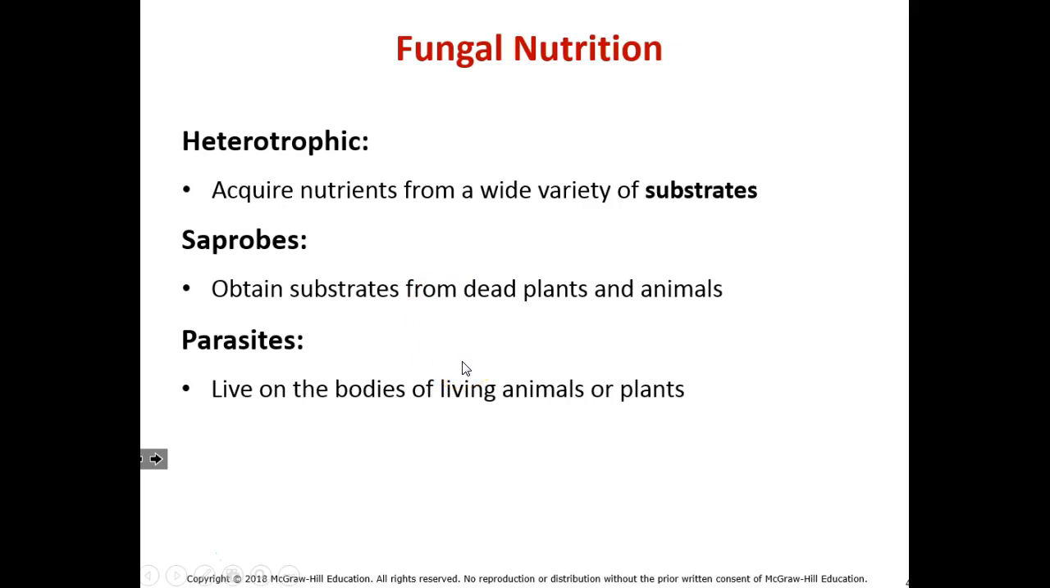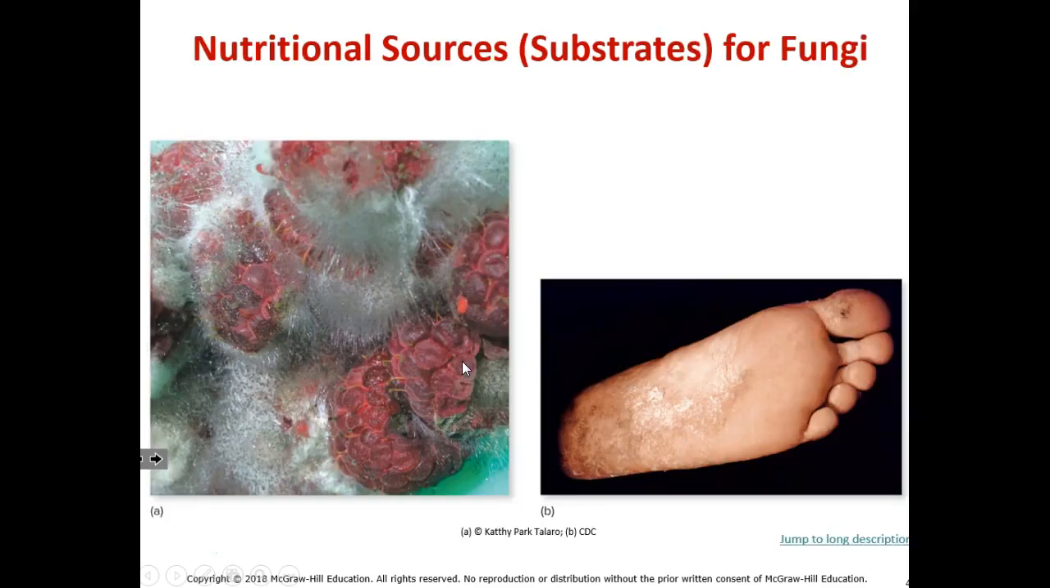Fungal nutrition. It's heterotrophic, which means it cannot make its own food. Autotrophic means it can make its own food. So fungus is heterotrophic. It acquires nutrients from a wide variety of substrates. Saprobes obtain substrates from dead plants and animals. Pay attention to this one because it's one of the questions. And parasites live on the bodies of living animals or plants. So what's the big difference between a saprobe and a parasite? Dead and living. So saprobes obtain substances from what? Dead plants and animals. And parasites live on the bodies of living animals or plants.